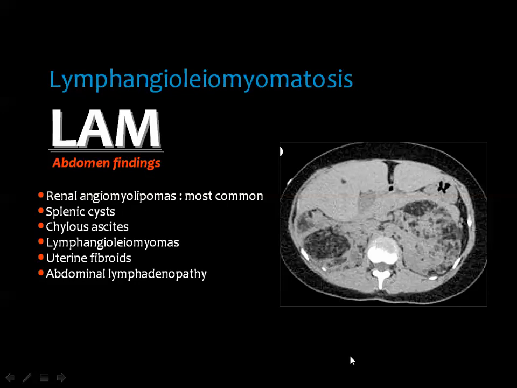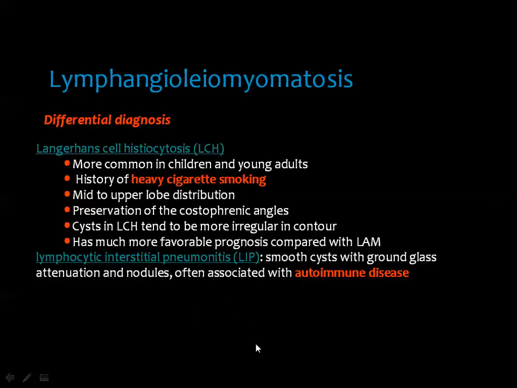Lymphangioleiomyomatosis may be associated with abdominal findings like renal angiomyolipoma, which is the most common and is usually bilateral, masses containing fat affecting the kidneys. Sometimes you get splenic cysts, sometimes you get chylous ascites or lymphangiomyomas in the abdomen, uterine fibroids, and abdominal lymphadenopathy.